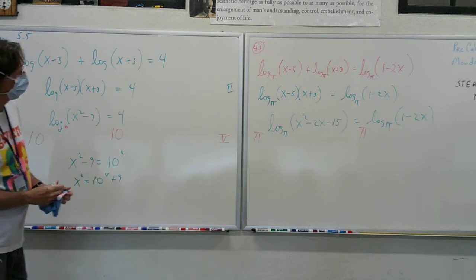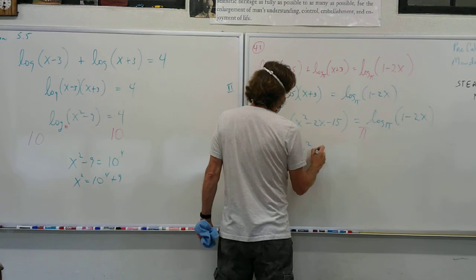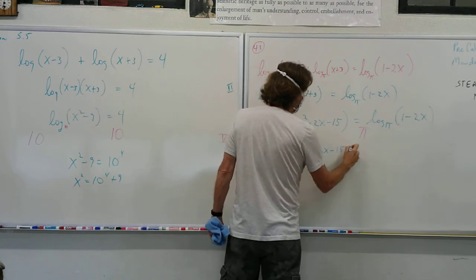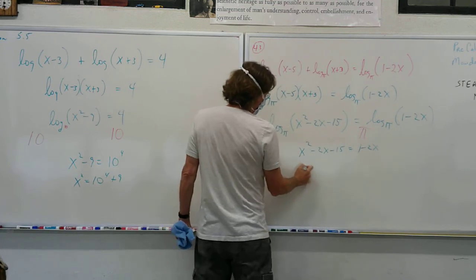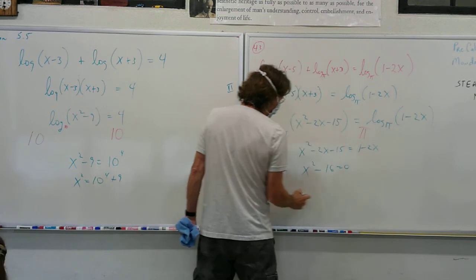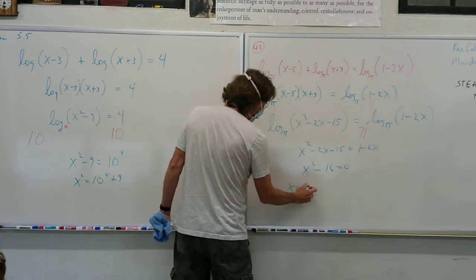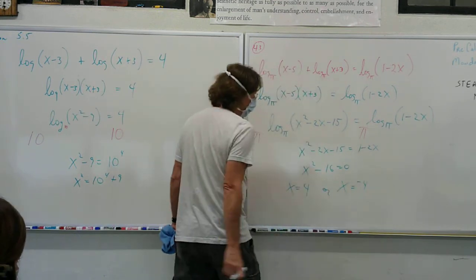Now, you're going to get x squared minus 2x minus 15 equals 1 minus 2x. So x squared minus 16 equals 0. x equals a positive 4, or x equals a negative 4.